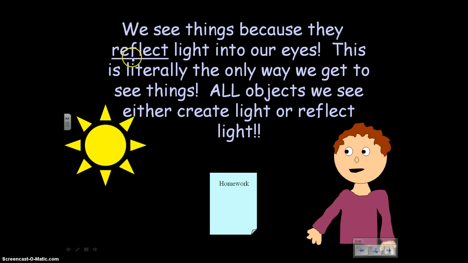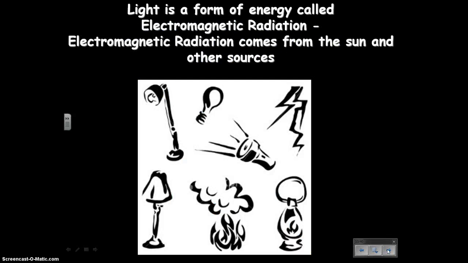We see things because they reflect light into our eyes. This is literally the only way we get to see things. If we didn't have any reflection, we wouldn't see things. All objects we see either create light or reflect light. Light is a form of energy called electromagnetic radiation. Electromagnetic radiation comes from the sun and other sources, like a lamp, a fire, a kerosene lamp, lightning, a flashlight, a light bulb, and many other sources that aren't pictured here.